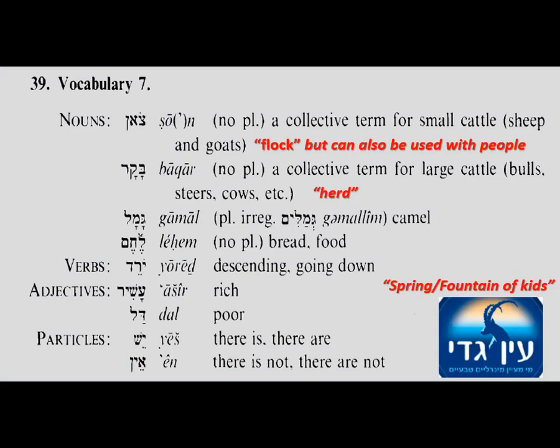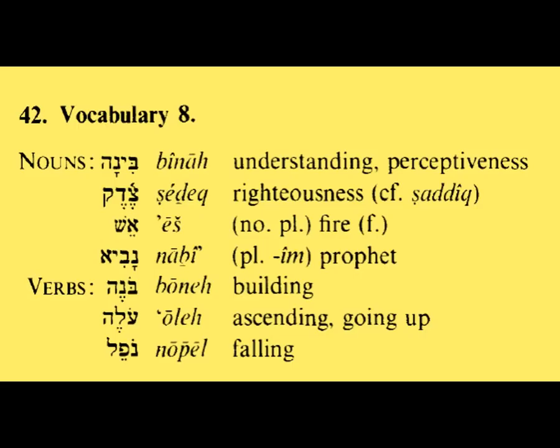Chapter 7, we had son, which was a flock of small cattle. Bakar is a herd of large cattle. Gamal and gemalim is the word for camel and camels. Lechem is bread or food. Yored is descending or going down. Ashir is rich. Dal is poor. Yesh means there is or there are. And Ain is there is not or there are not.